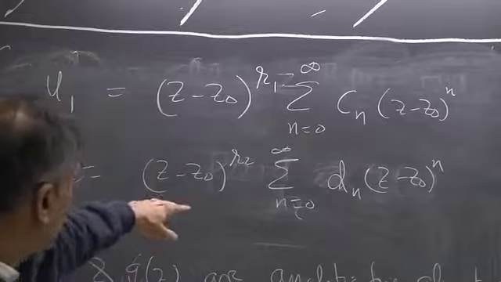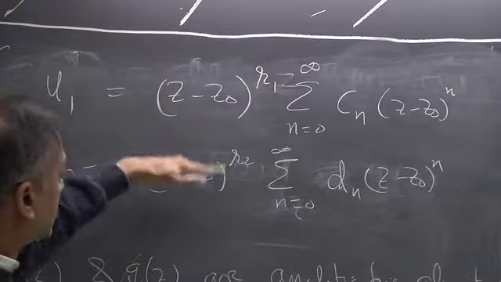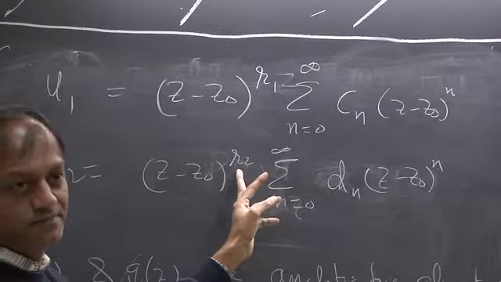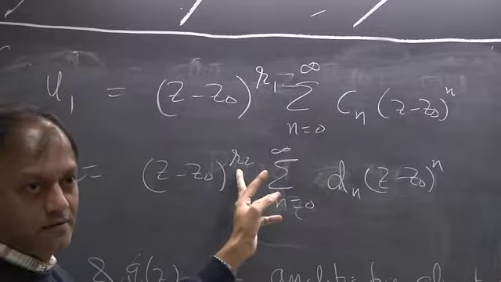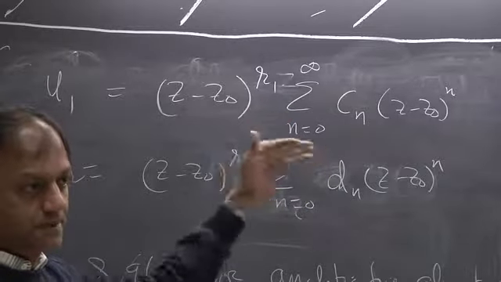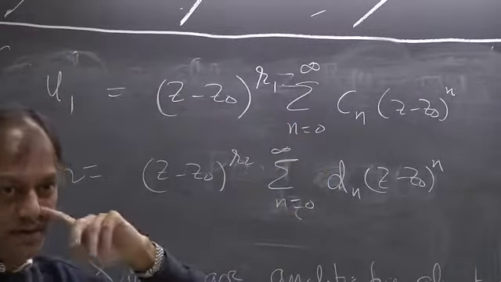So if Z0 was an ordinary point, you will have an expansion like this, where R1 and R2 will be integers. Okay? So that it will not even have a branch cut. It will be a completely smooth, analytic solution there.